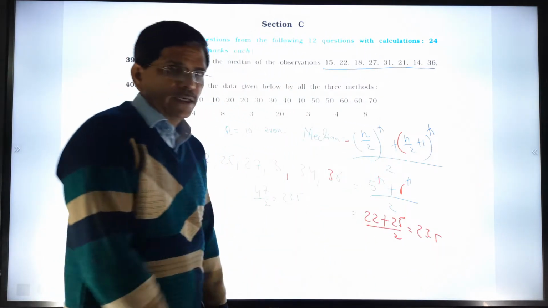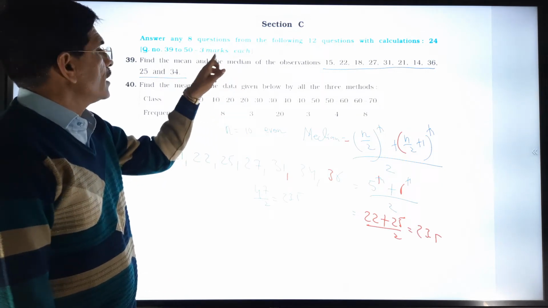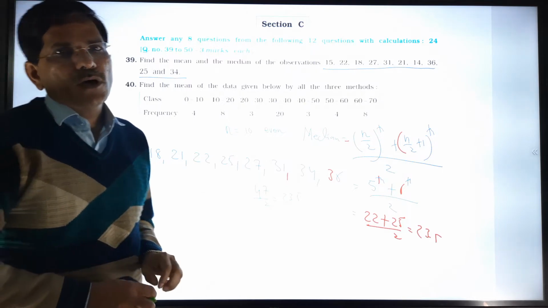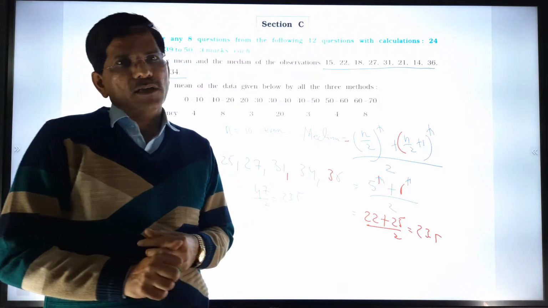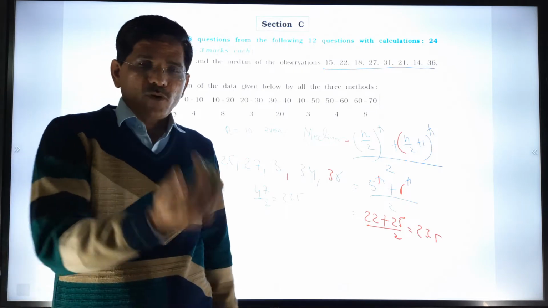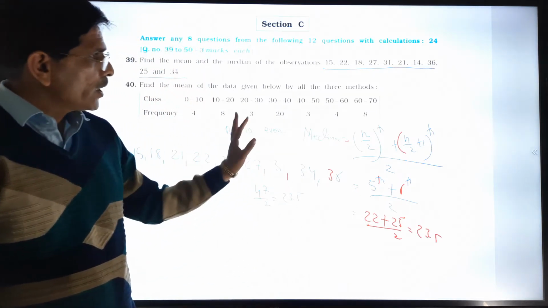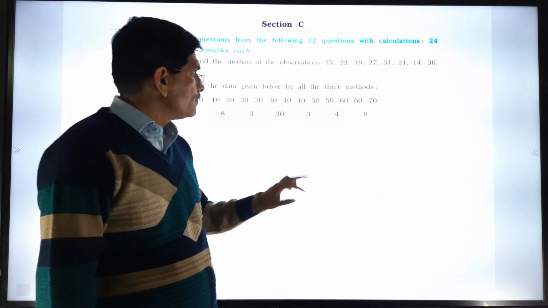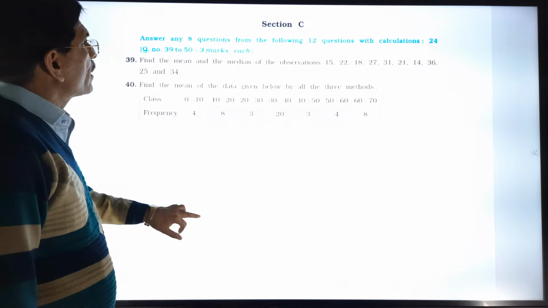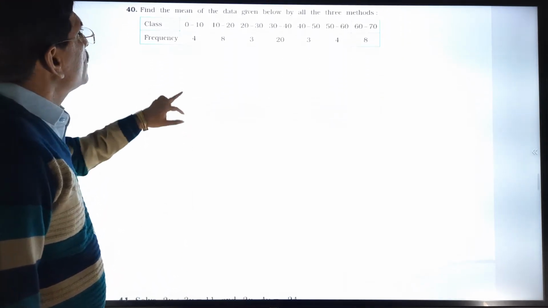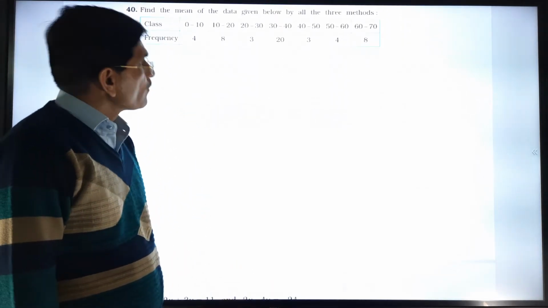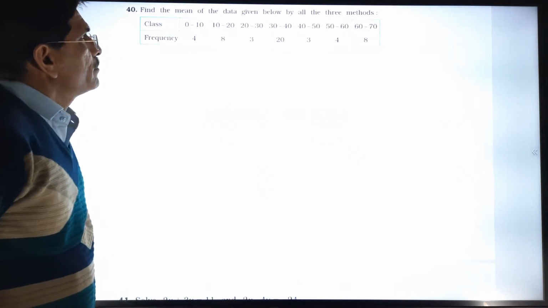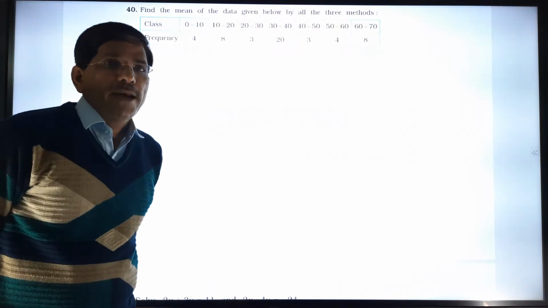Again I say to you, these are 3 marks questions, so at least within 5 or 6 minutes you have to complete this sum anyhow. Then it will save your time for section D. I hope you have understood it. Now we go to the next sum. In the next sum, if you see properly, the question is to find the mean of the data given below by all 3 methods.